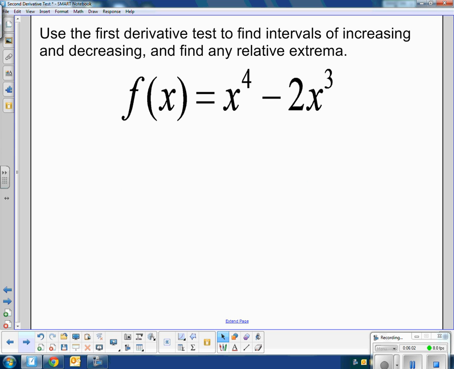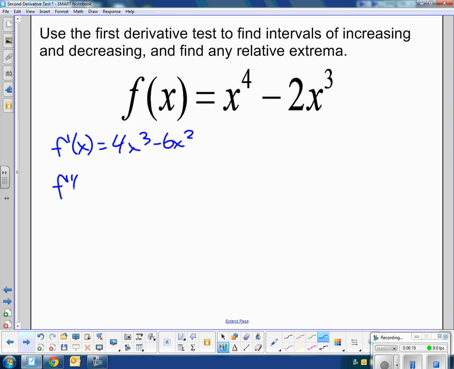Now this was another function that we've talked about a little bit before. First derivative, 4x cubed minus 6x squared. Second derivative being 12x squared minus 12x.